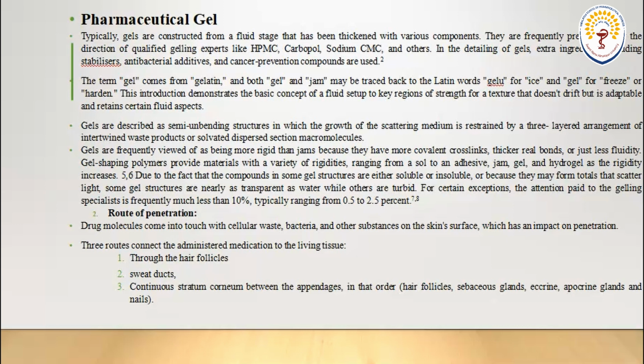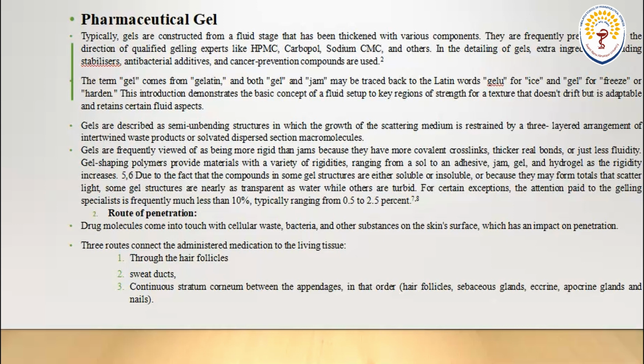The term gel comes from gelatin, and both gel and jam may be traced back to the Latin words gelu for ice and gelare for freeze or harden. This introduction demonstrates the basic concept of a fluid setup with strength and a texture that does not drift but is adaptable and retains certain fluid character.